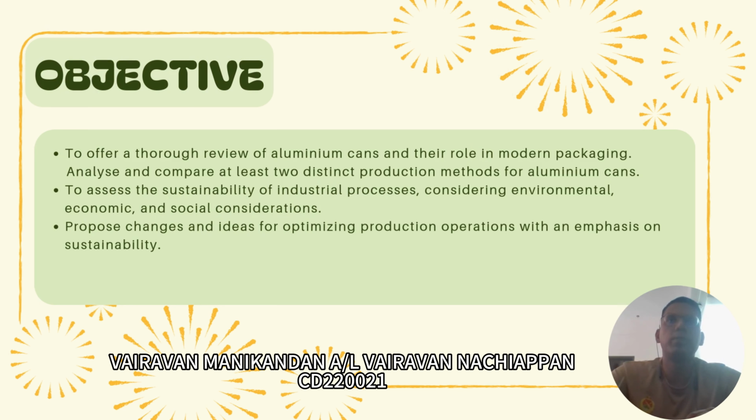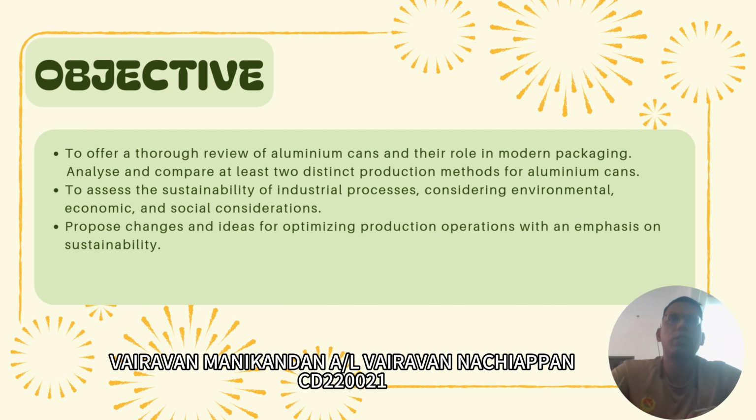We will continue with the objective part. Our objectives in this project are three, which we want to achieve in the future: to offer a thorough review of aluminum cans and their roles in modern packaging, and to analyze and compare at least two distinct production methods for aluminum cans. Besides that, to assess the sustainability of the industrial process, considering environmental, economic, and social considerations.